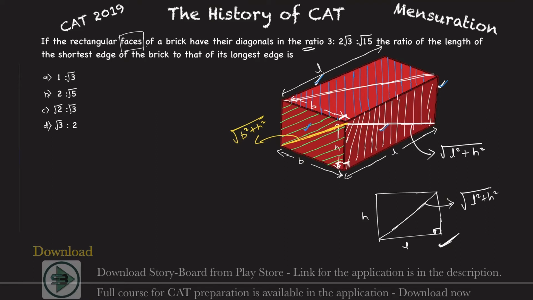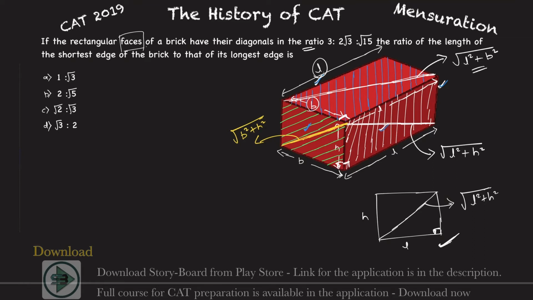If this angle is 90, what will be this diagonal then? This is B and this is L, this is L and this is B. So again I can write an L here. Applying the Pythagoras theorem, this will be square root of L square plus B square. So that's the information I get about my three diagonals.